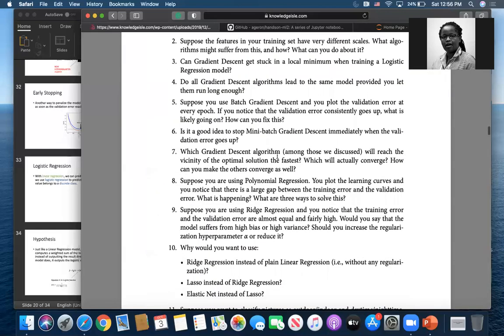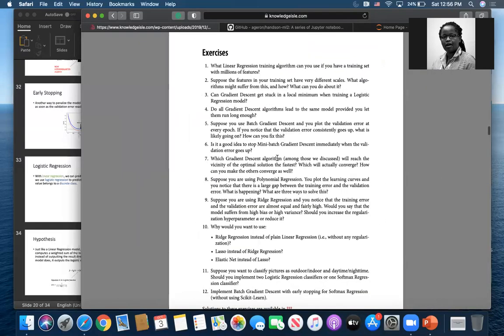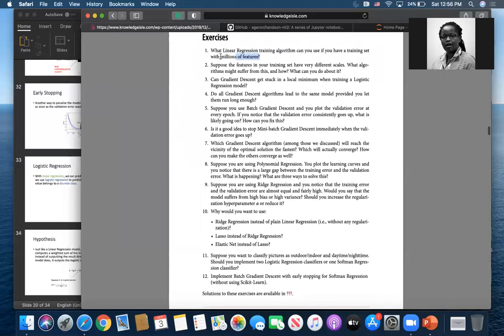Yes. So the first one, and there are answers too, but what linear regression algorithm can you use if you have training on millions of features? So basically, you should be using something with stochastic gradient descent, because if you have to load a full batch or use the normal equation, it's going to be too heavy to do. And then, scaling. If it's a linear algorithm, usually it doesn't matter.